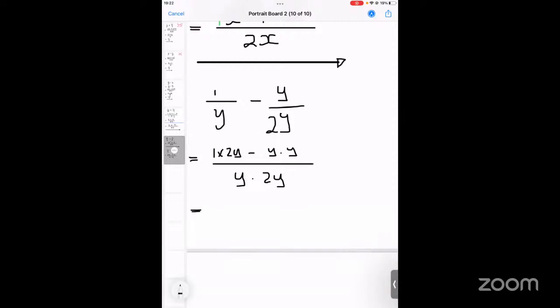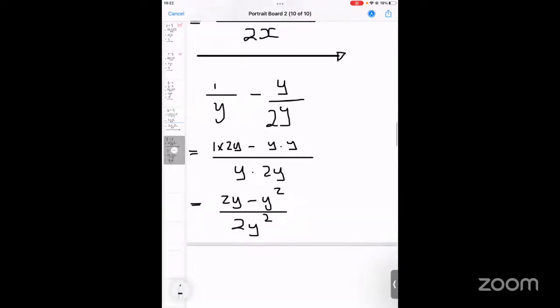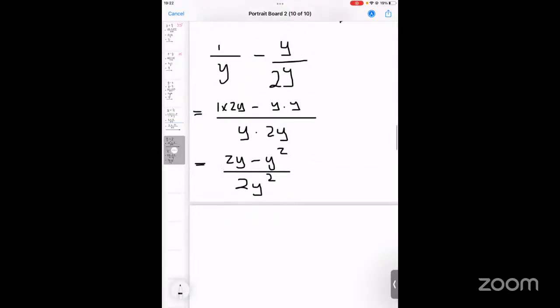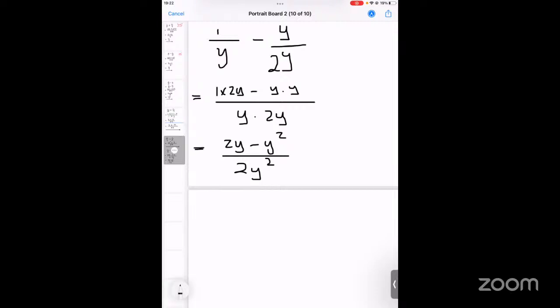Then next I wrote 2 as a numerator, 2y minus y to the power of 2. And then as the denominator I wrote 2y to the power of 2. Now you got it, honorable member. Do you notice the mistake that you were doing, Langley?